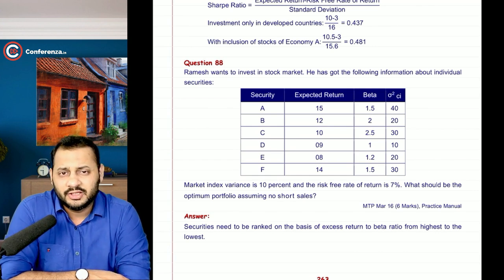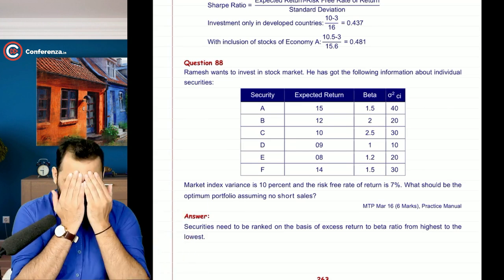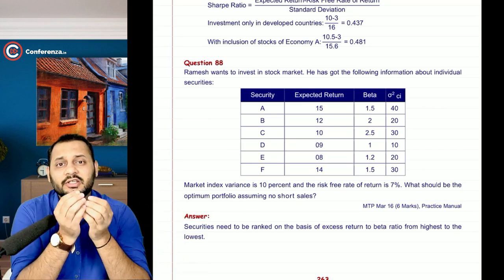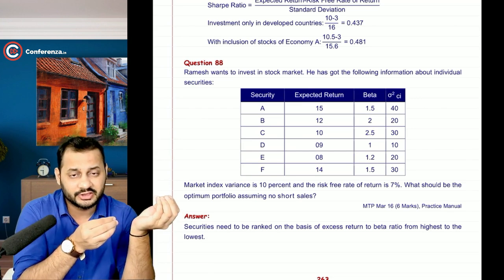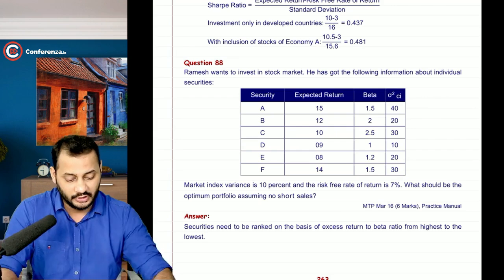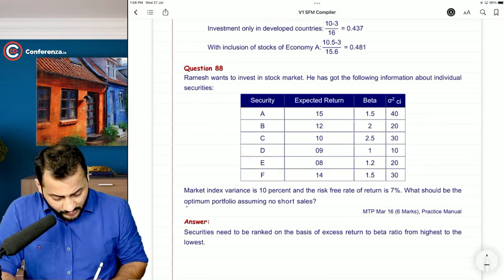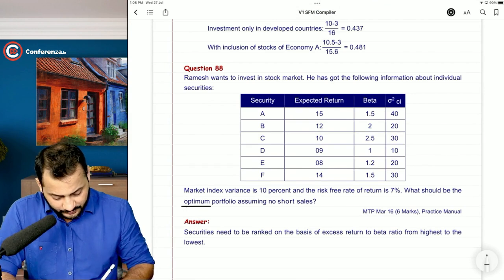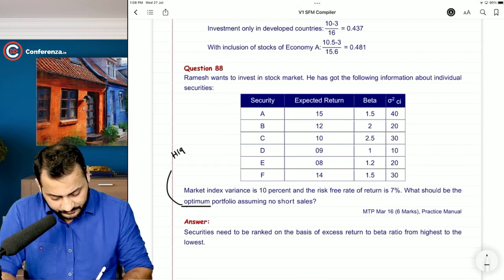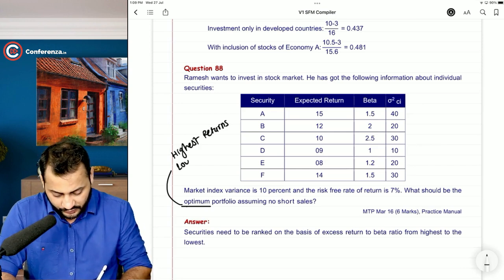Okay, so I will tell you the logic of optimum portfolio theory. The basic purpose of this entire theory is to help the investor create an optimum portfolio. Optimum means the best portfolio. You are going to create a portfolio which will produce the highest return amongst all the available options with the lowest possible risk.